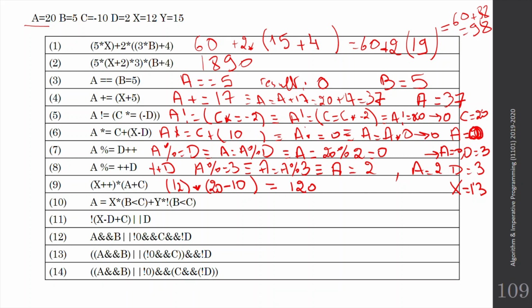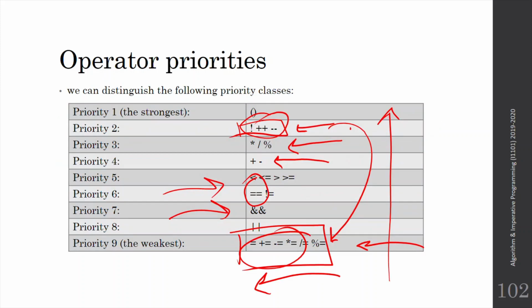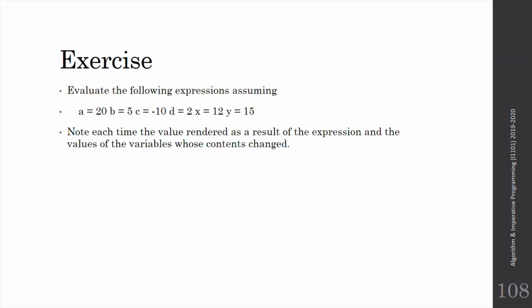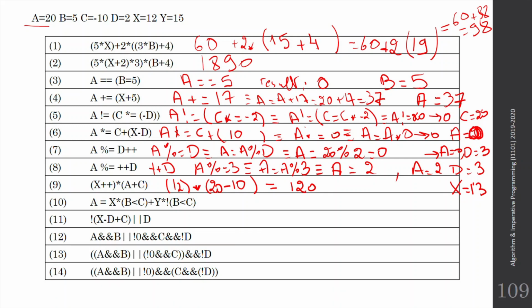10. A equal x multiply B less than C plus y multiply by not B less than C. So we have the brackets, we have multiplication, we have the sum, and we have the comparison operator. So if we come back to the table of priorities, we have the not, we have the comparison operator here, and we have the multiplication here. So again, we'll start first with what's in the bracket. So in the bracket here we have B less than C.